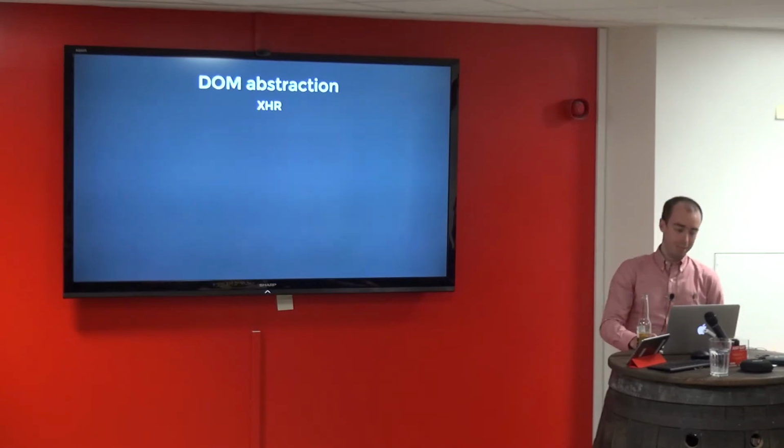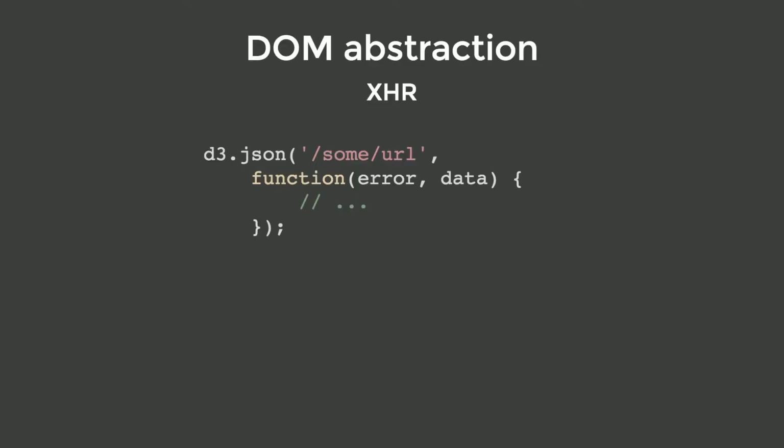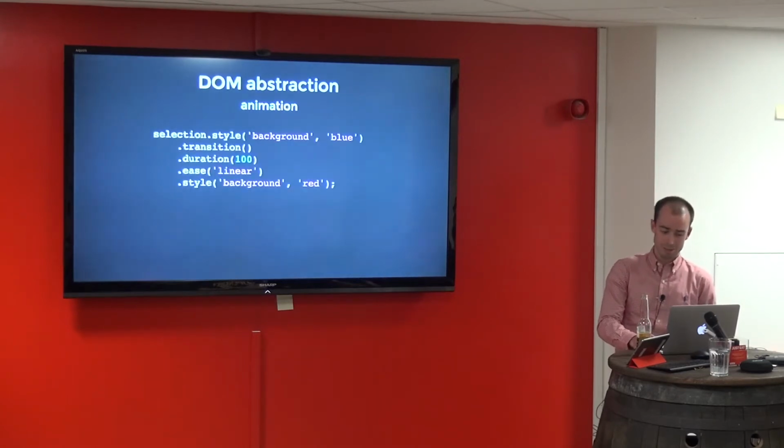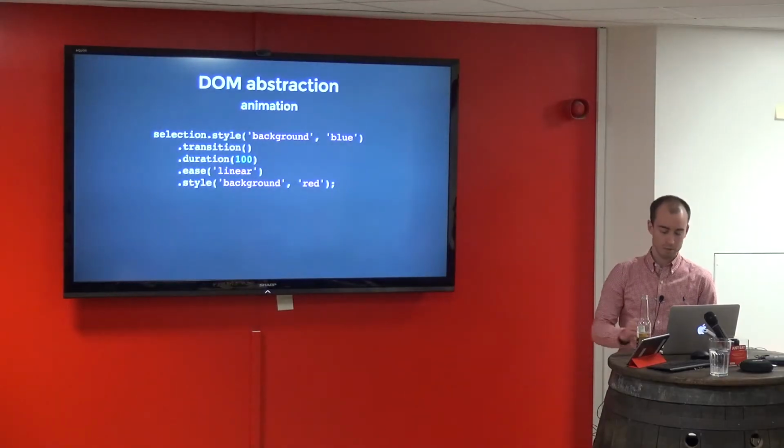We've also got, obviously, an XHR abstraction, because fetch didn't exist back then. So get me some JSON from the URL. We've got animation. I'm not an expert on the animation in D3, and that's not going to be the focus of this talk, but you can do it. So using my animation skills, I'm animating from a blue background to a red background. Linear duration, jQuery, you probably recognise that.